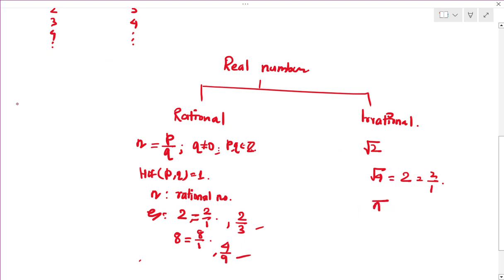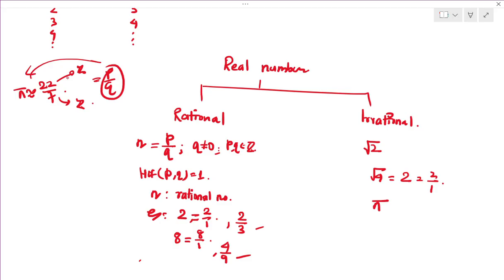Now you may think that pi is approximately equal to 22 over 7, but 22 is an integer and 7 is also an integer. That means it can be written in the form of p by q. Then why are we calling pi irrational instead of rational? The reason is 22 over 7 is an approximation of pi. It is not the exact value of pi.